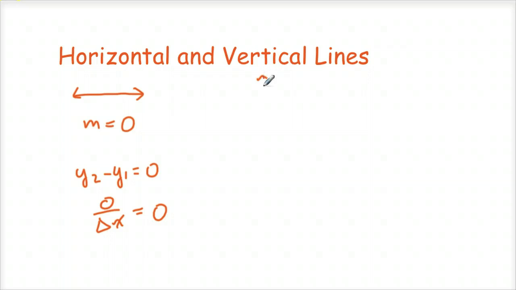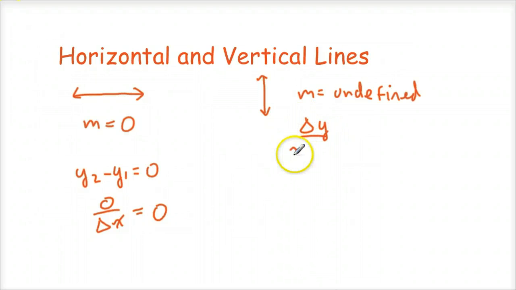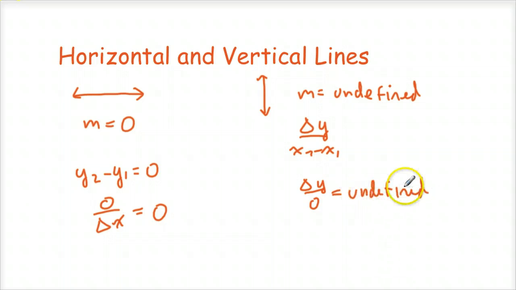With vertical lines, it's straight up and down. And for that, slope is undefined. And the reason it's undefined is because the x values all stay the same, right? So if I have the change in y over x2 minus x1, and the x values are the same, like if the value of x is 2, then 2 minus 2 would give me 0. So I have the change in y over 0, and we know we can't divide anything by 0, so that is why the slope of a vertical line is undefined.